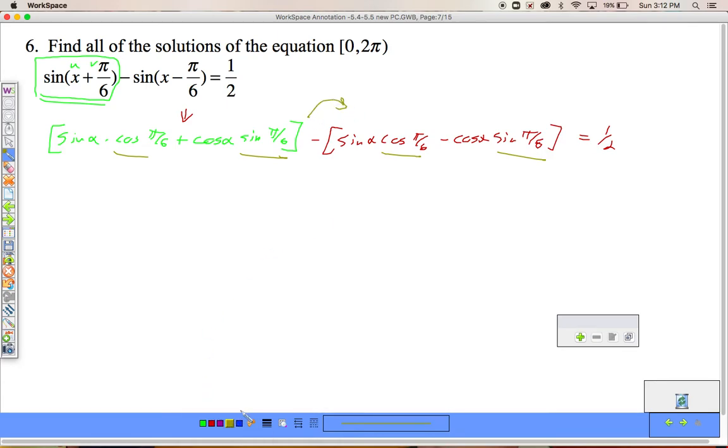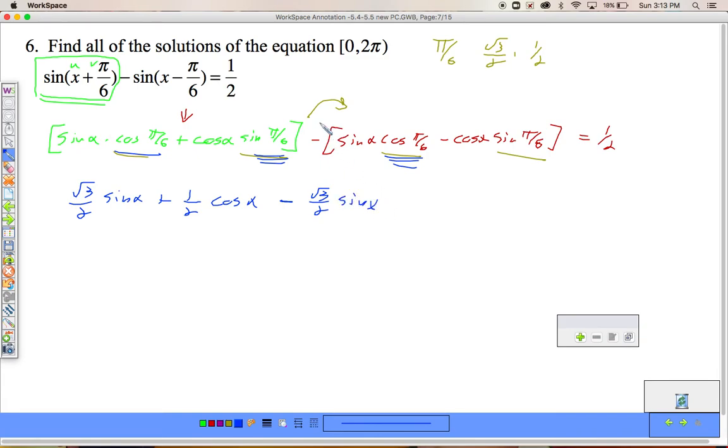So over here in the first piece, let's do pi over 6. Cosine of pi over 6 is square root of 3 over 2, sine of pi over 6 is 1/2. So I'm going to go square root of 3 over 2 sine x plus 1/2 cosine of x minus, because I'm going to distribute at the same time, the square root of 3 over 2 sine x, distribute, plus 1/2 cosine x.